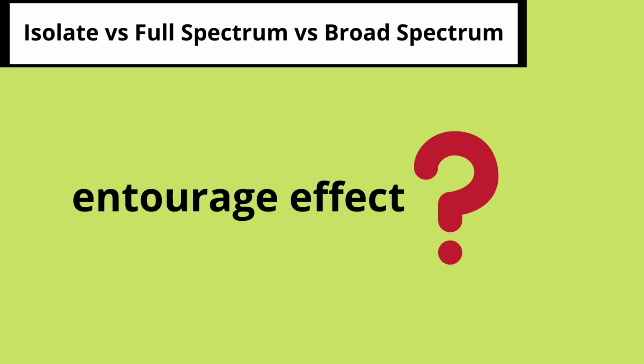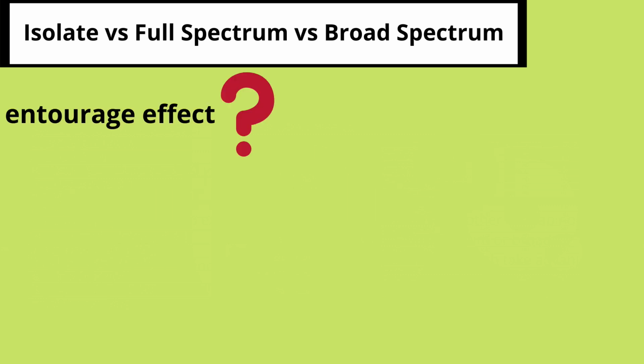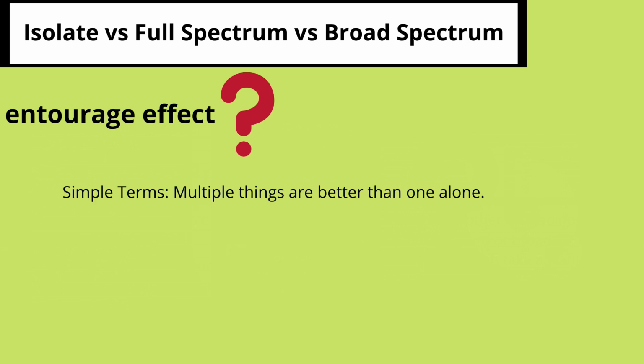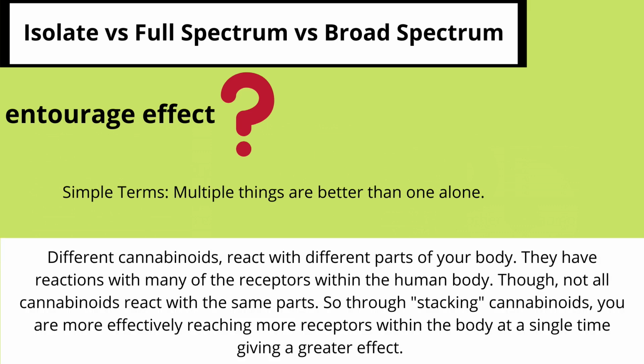Well, just like the name insists, an entourage being a group of things, and groups are always better. Well, most of the time. Simple answer, more things are better than one alone. Different cannabinoids react with different parts of your body. They have reactions with many of the receptors within the human body, though not all cannabinoids react on the same parts. So through stacking or adding additional cannabinoids, you are effectively reaching more receptors within the human body at a single given time, giving the greater effect, also known as the entourage effect.